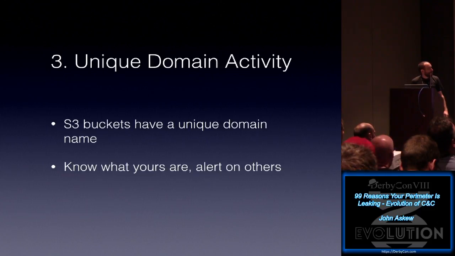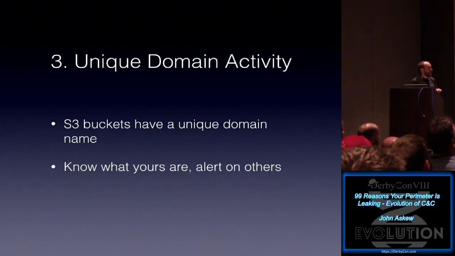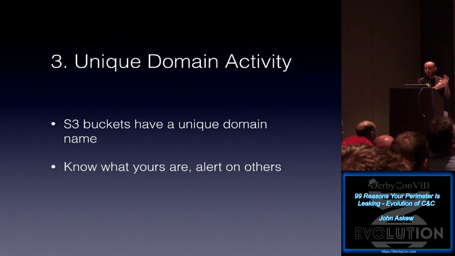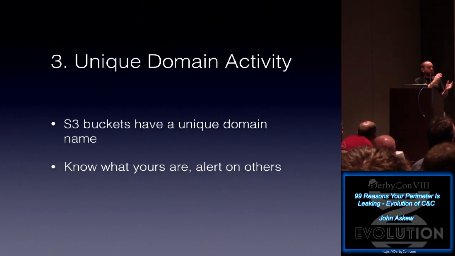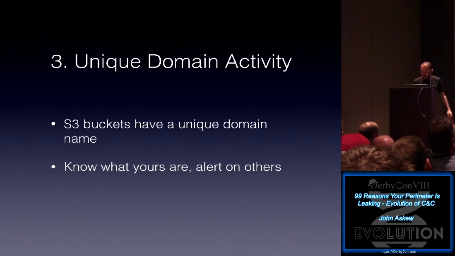Unique domain activity. A lot of these services, like S3 for instance, have unique domain names associated with accounts or associated with particular buckets. So if you know that your environment uses these 10 S3 buckets for prod and for your dev environment, then you can easily whitelist those and alert on others that you see through DNS queries or through HTTP traffic.